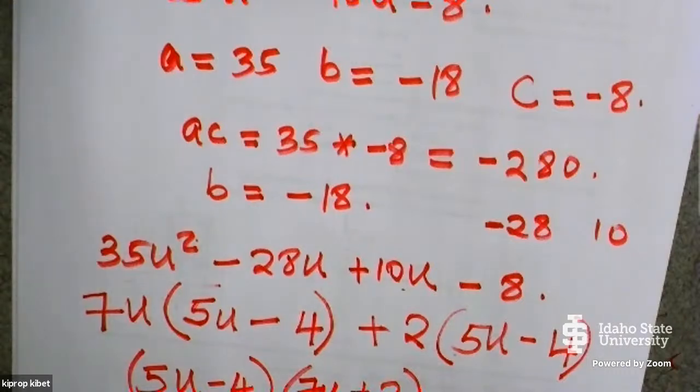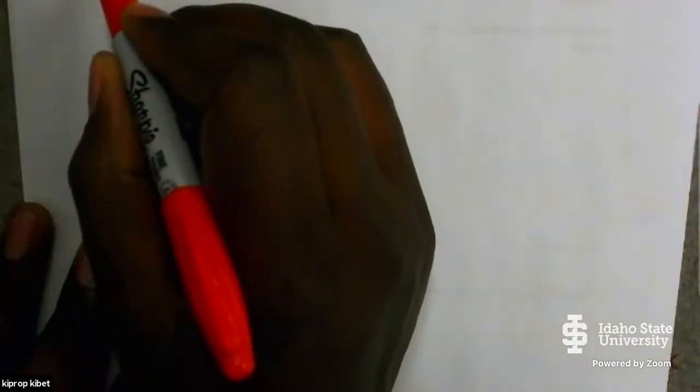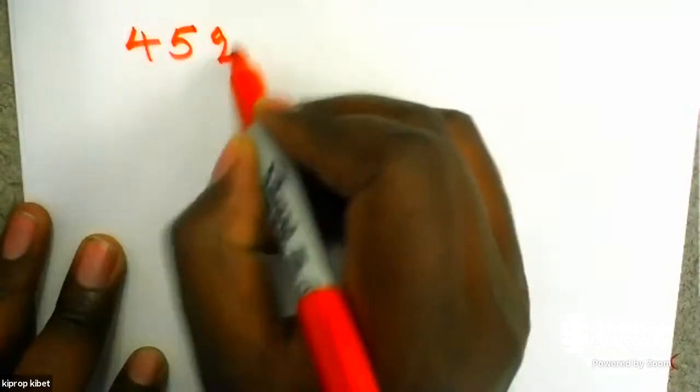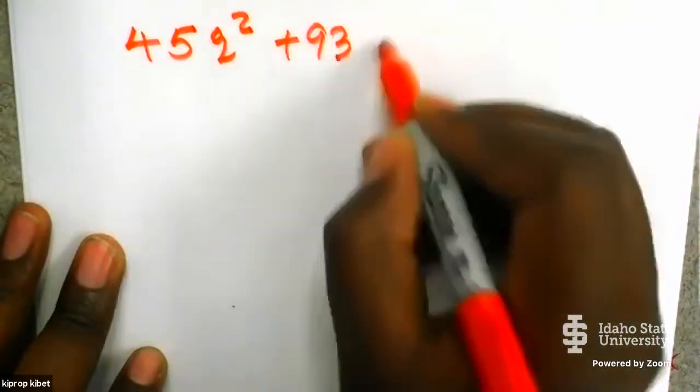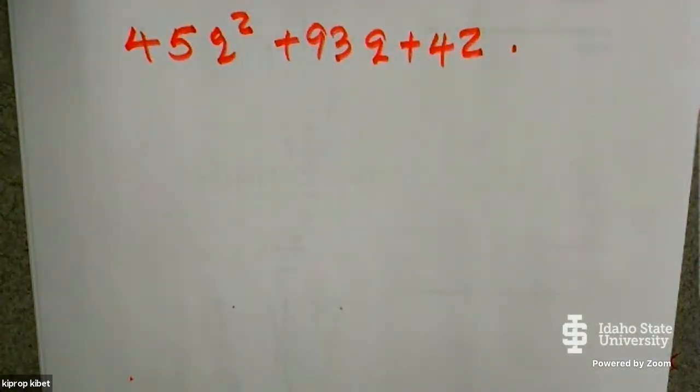Okay, so another example. Now, if we have: factor 45q squared plus 93q plus 42. How do we factorize that? So it can be given a very large number like this, and then you're told to factorize. So how will you factorize that?